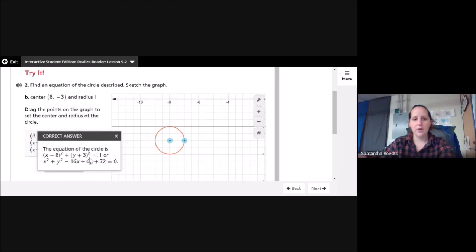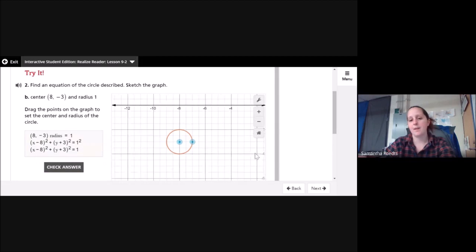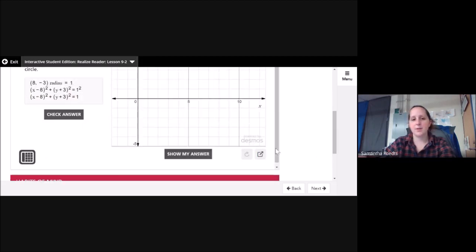Okay. So the equation of the circle is (x − 8)² + (y + 3)² = 1. Or you can actually factor everything out and get x² + y² − 16x + 6y + 72 = 0. Okay, and then here's my circle, (8, −3).